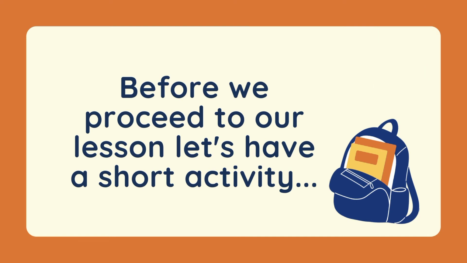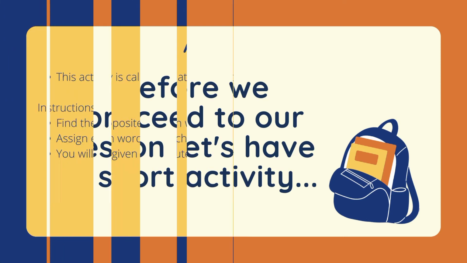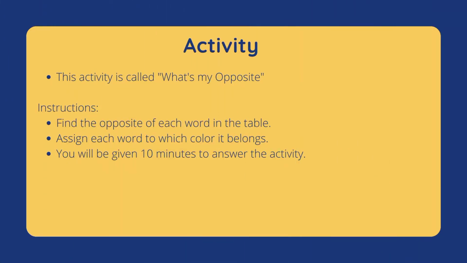Before we proceed to our lesson, let's have a short activity. This activity is called What's My Opposite? The mechanics of this activity is to first find the opposite of each word in the table. Second, assign each word to which color it belongs. Third, you will be given 10 minutes to answer the activity.